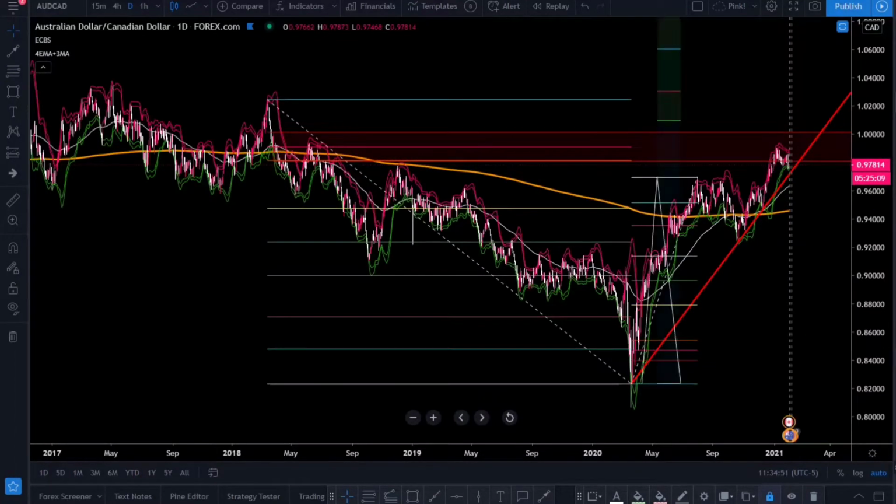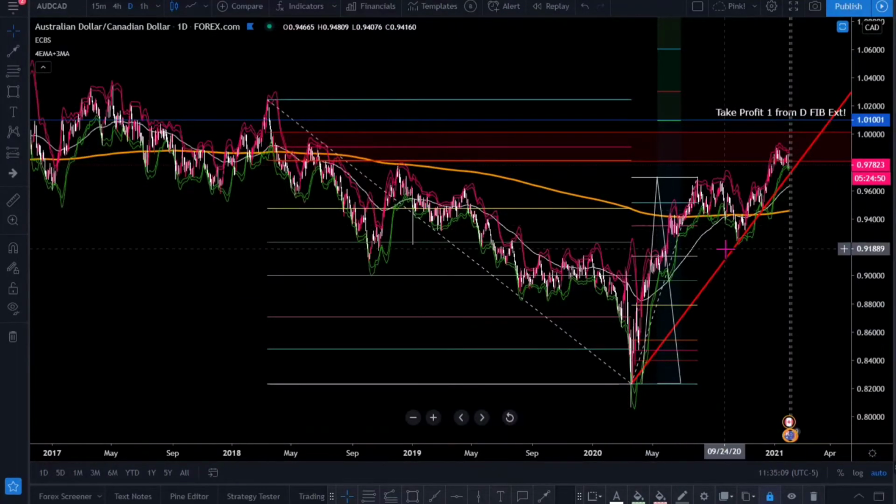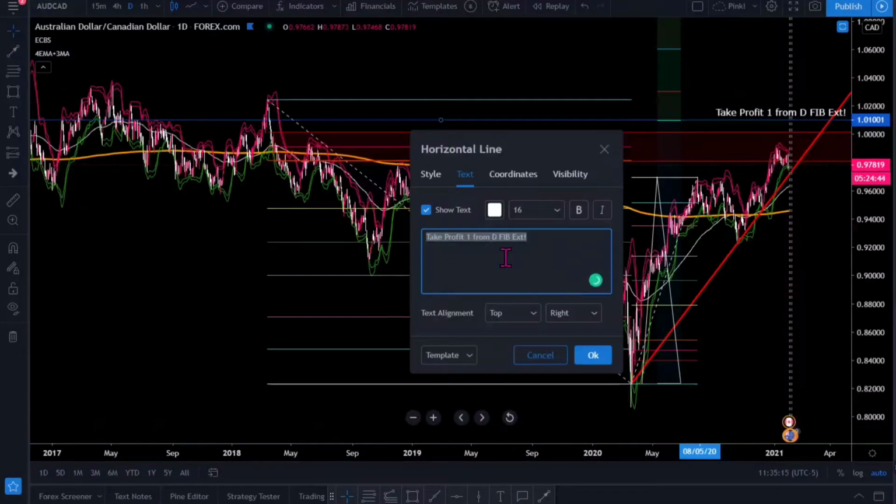Let's take a look. This was a shallow entry, so it looks like we could have a take profit up here. So what I'll do is I'll actually put that on the chart for you. And this is from our daily, so I did want to put the daily fib here. Maybe, how about we not put D? Let's just put day. That looks better, right? From the day fib, there we go.